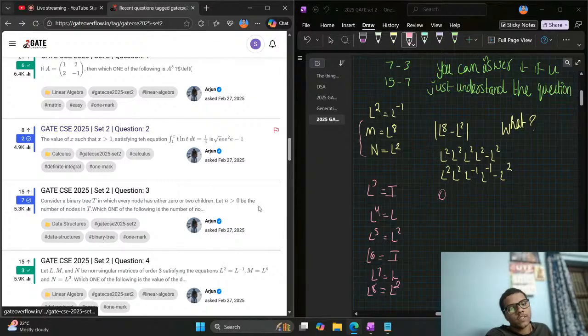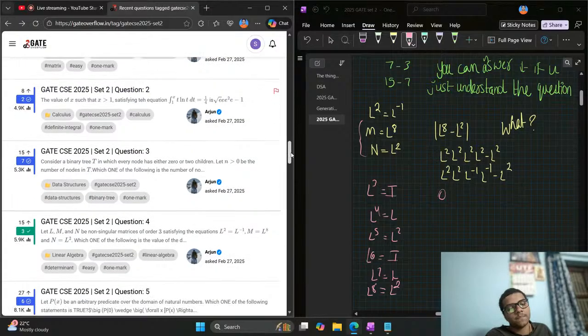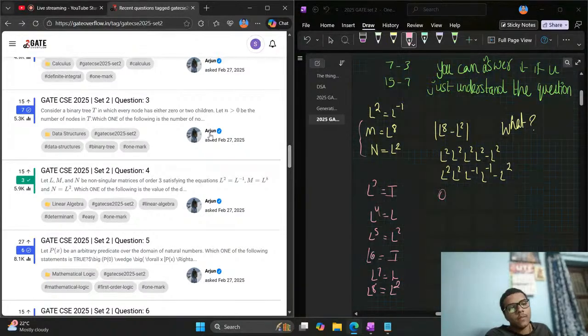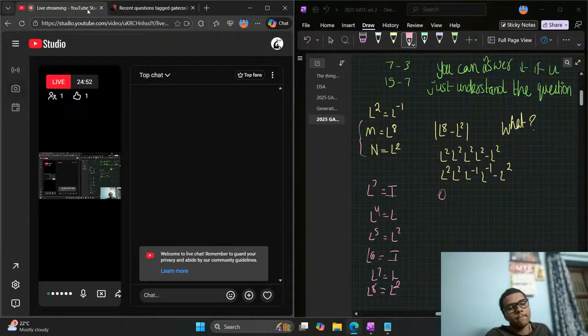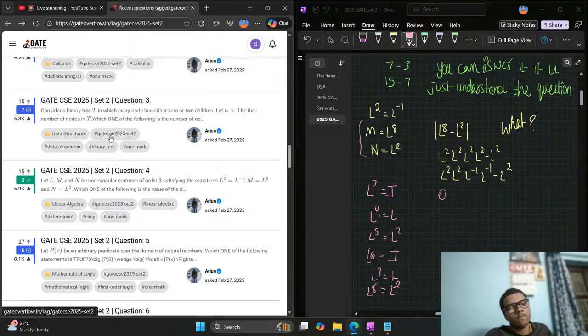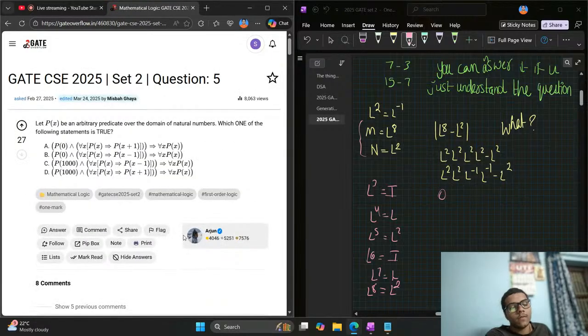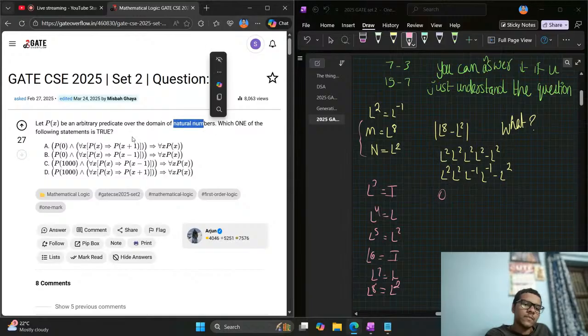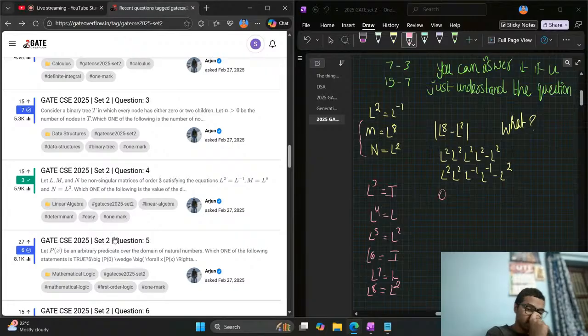So, this calculus question. Yeah, we have done this. If in the domain of natural numbers, some predicate is true for 0 and for every x, if it is true for x plus 1, it will be true for every natural number. So A is the correct answer for this.